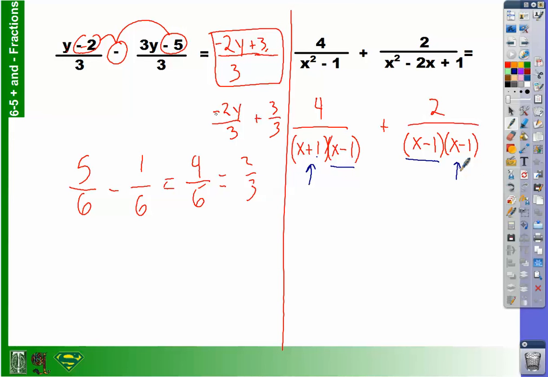So my common denominator is going to end up being x plus 1 times x minus 1 times x minus 1. Because this has 2 of them, so it has to have 2 of them in the denominator. This has an x plus 1, so therefore we also have to have an x plus 1. So let's rewrite this fraction. I'm going to try to write it a little bit smaller.